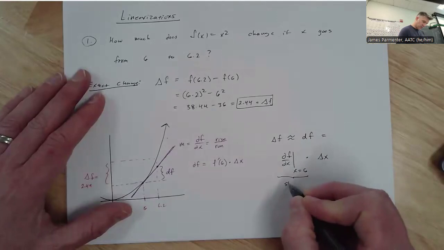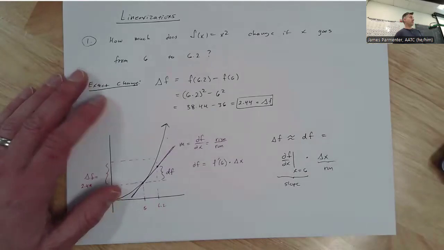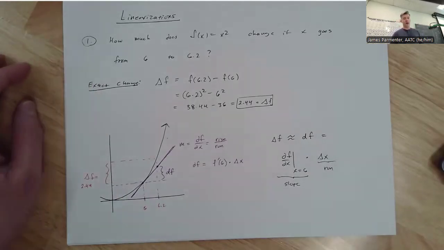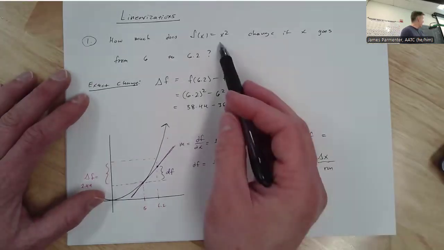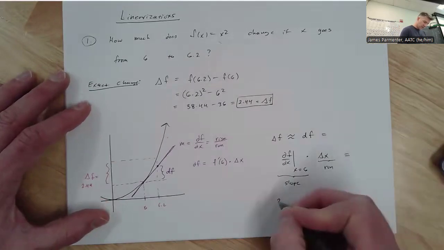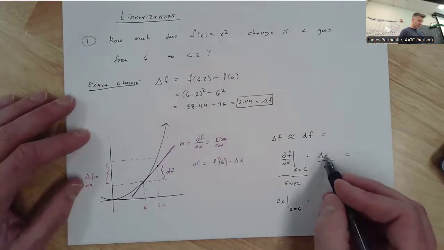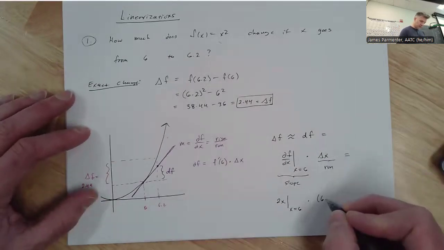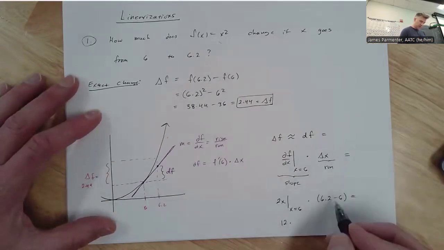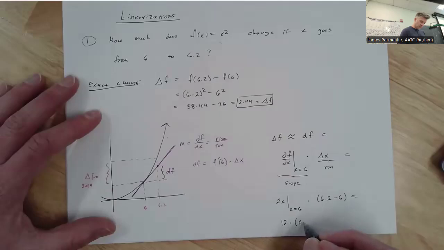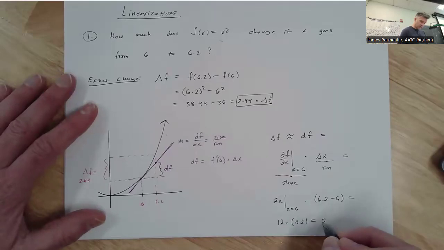So here's your slope, here's your run, and the run times the slope means the runs cancel out and you're left with the rise. So what do we get here? Well, let's see. Our derivative of x squared is going to be 2x. We're going to plug in x equal to 6 times our delta x, which is going to be the difference between 6.2 and 6. So we end up with 2 times 6, which is 12, times 6.2 minus 6, which is 0.2. And 12 times 0.2 is 2.4.